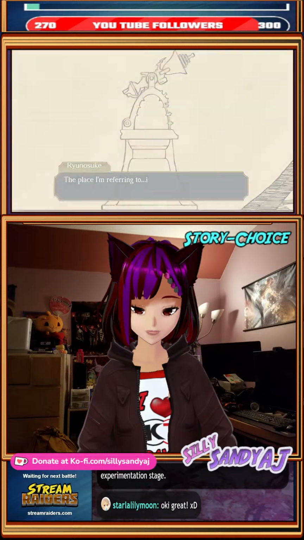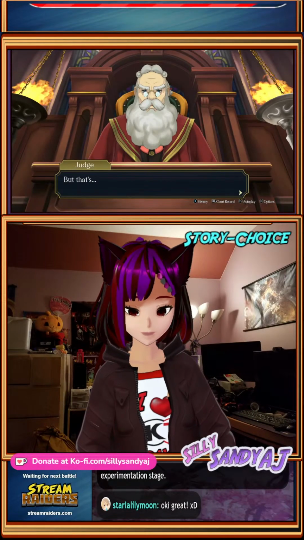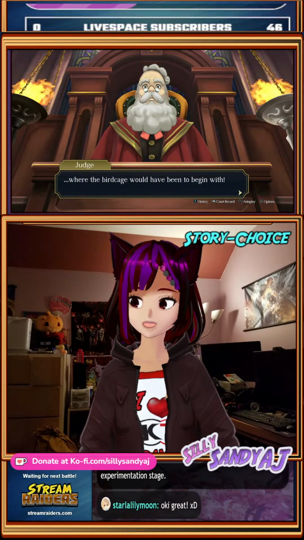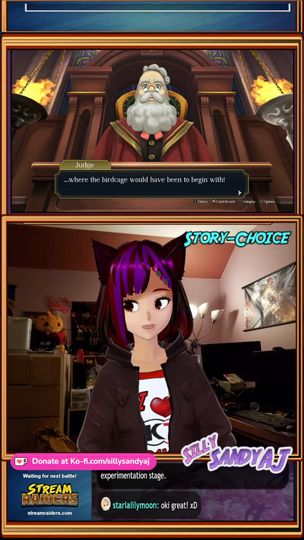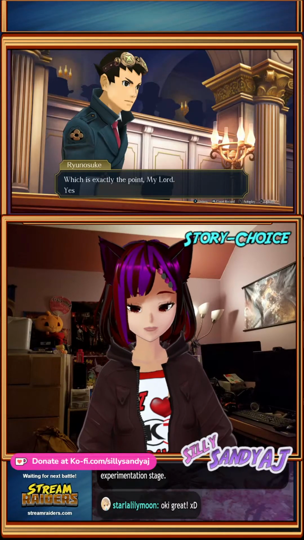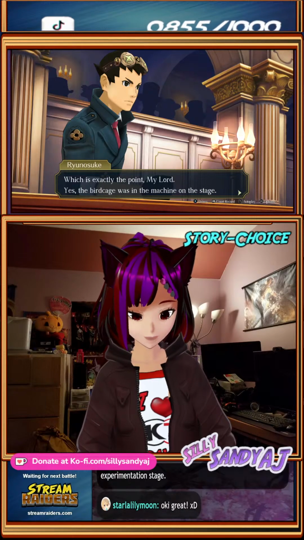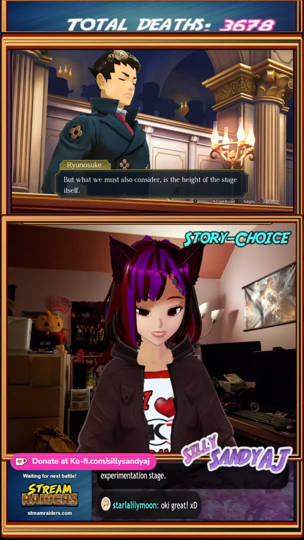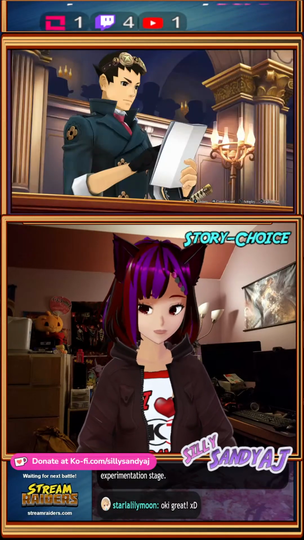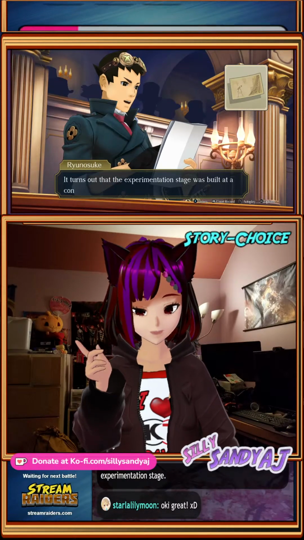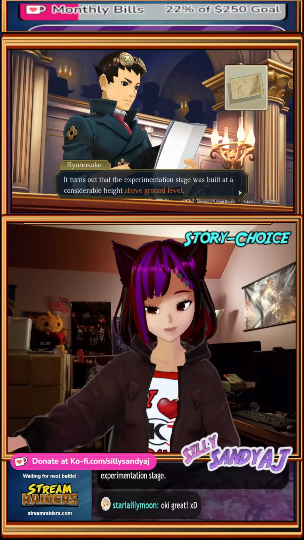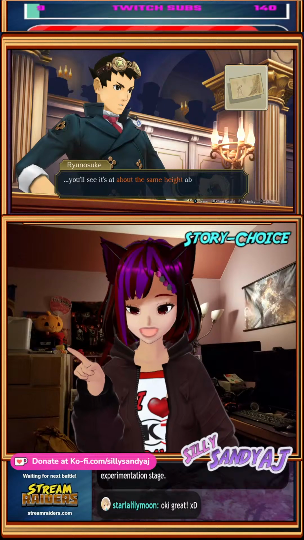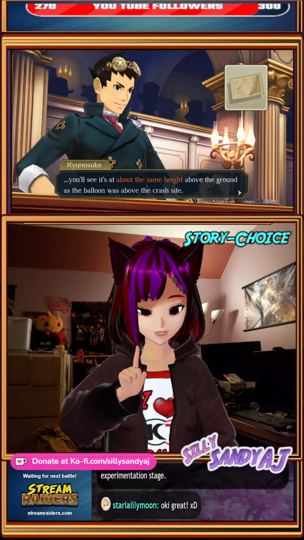The place I'm referring to is here. For that's where the birdcage would have been to begin with. The trap door! The trap door! The trap freaking door! Which is exactly the point, my lord. Yes, the birdcage on the machine was on the stage. But what we must also consider is the height of the stage itself. Go on, counsel. It turns out the experimentation stage was built at a considerable height above the ground level. If you look at the diagram, in fact, you'll see it's about the same height above the ground as the balloon was above the crash site.